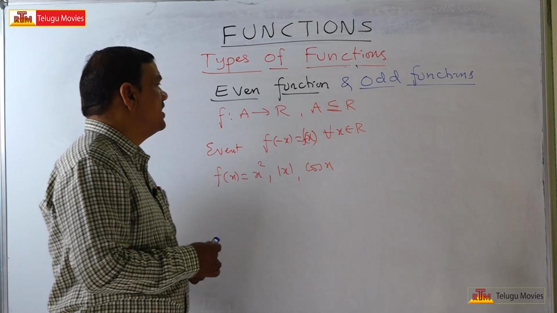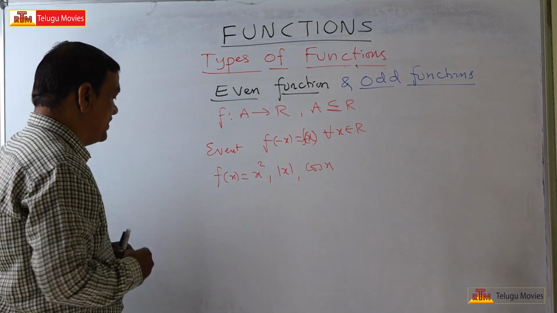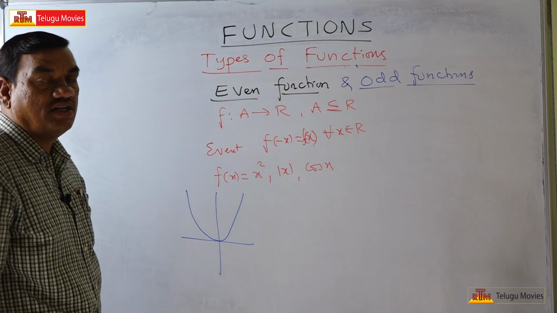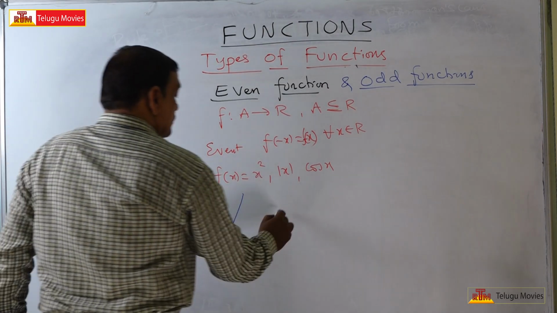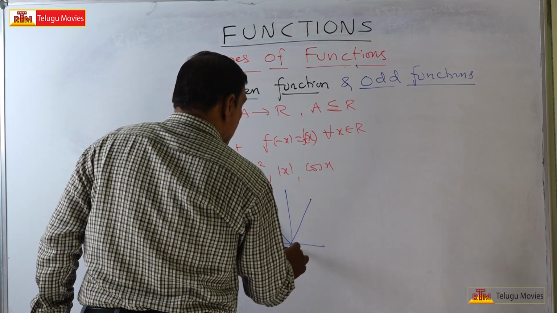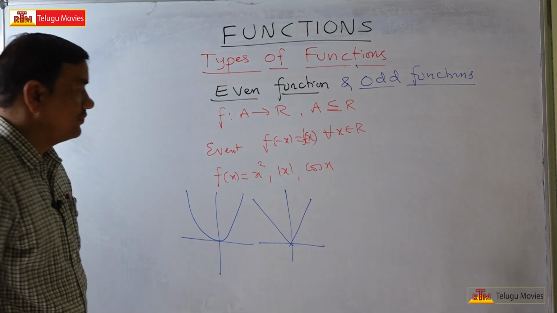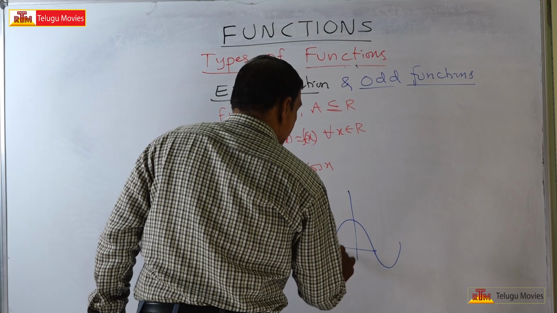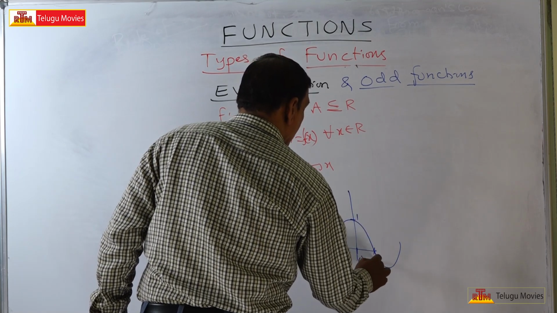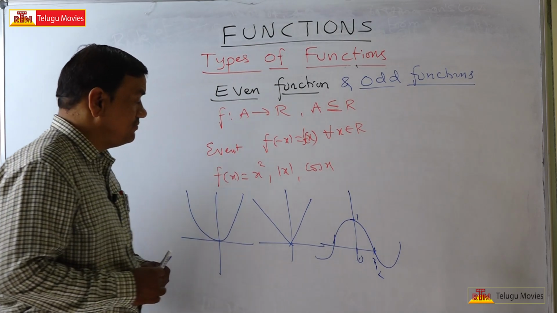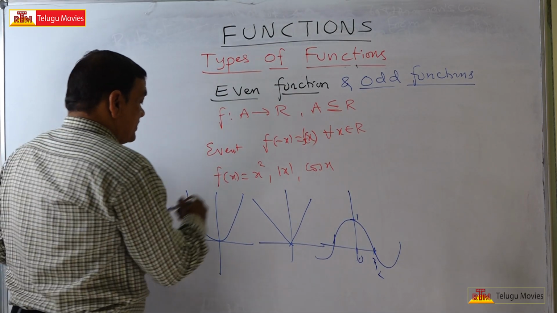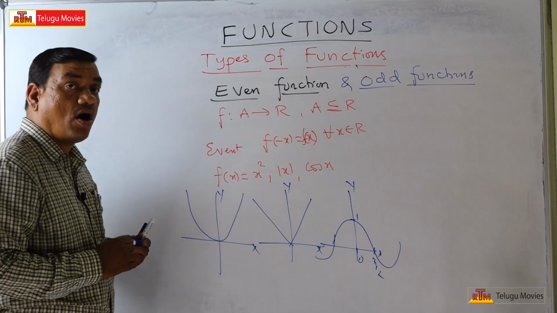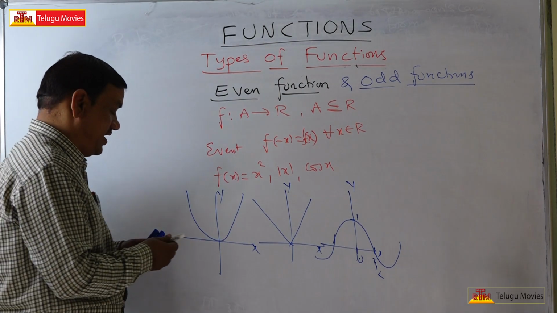If you observe the graphs of the even functions, for example, see the first graph, y is equal to x square graph. This is the y is equal to mod x graph. So this is the y is equal to cos x graph. So this is equal to 1, this is 0, this is pi by 2. If you observe, this is the y-axis, this is the x-axis. All these graphs are symmetric about y-axis.